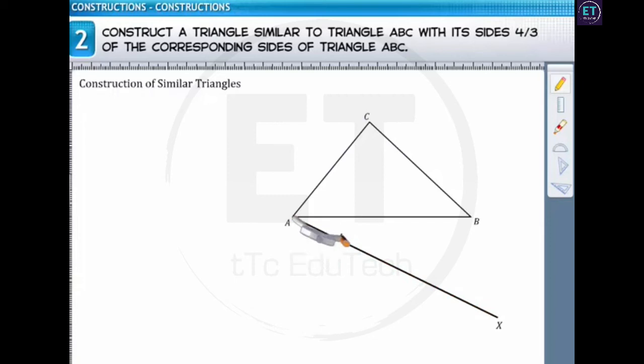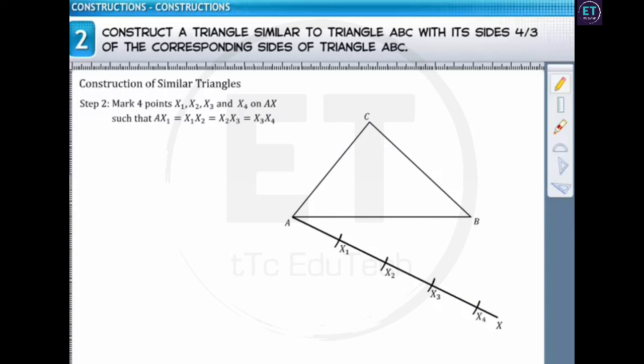At step 2, mark 4 points x1, x2, x3 and x4 on AX, so that AX1 is equal to X1X2, is equal to X2X3, is equal to X3X4. Make sure that the distance to which the compass is open is not disturbed as you mark the points. Now, locate the smaller value in the given scale factor 4 by 3. It is 3. So as step 3, draw a line to join the third point x3 to B.